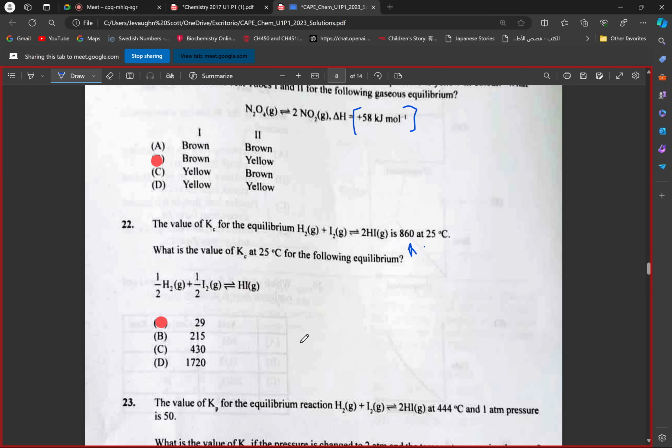Or we get 29? Nobody wants to answer? So I don't know. Because me personally, I don't know. Is the 29 the right answer here? If the Kc for the equilibrium is 860, and then when we half everything, what should we get? Is it 29?